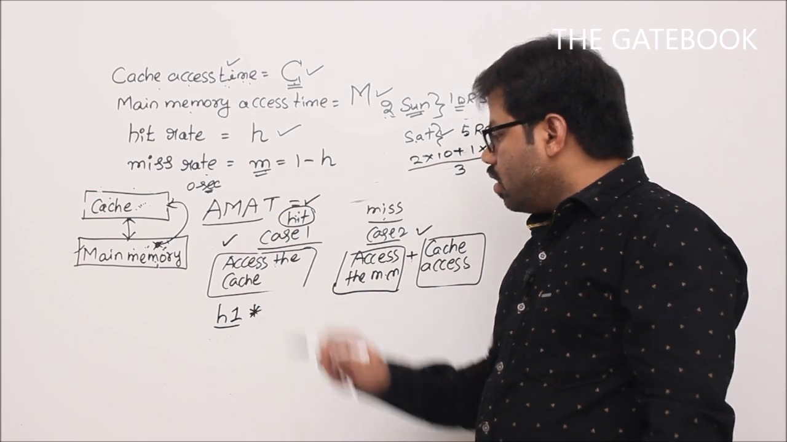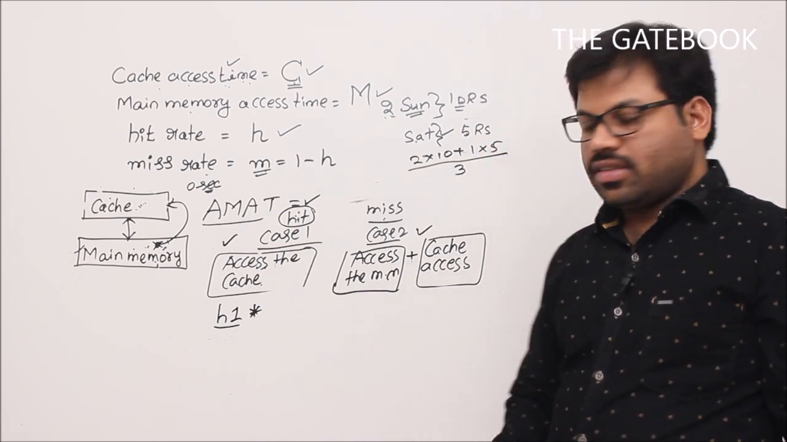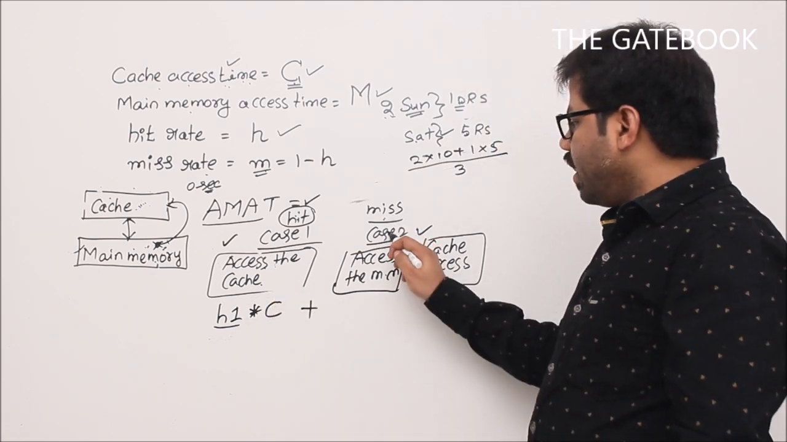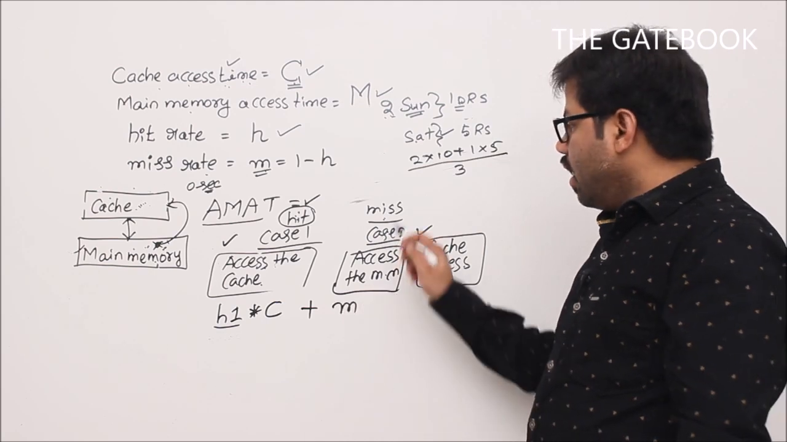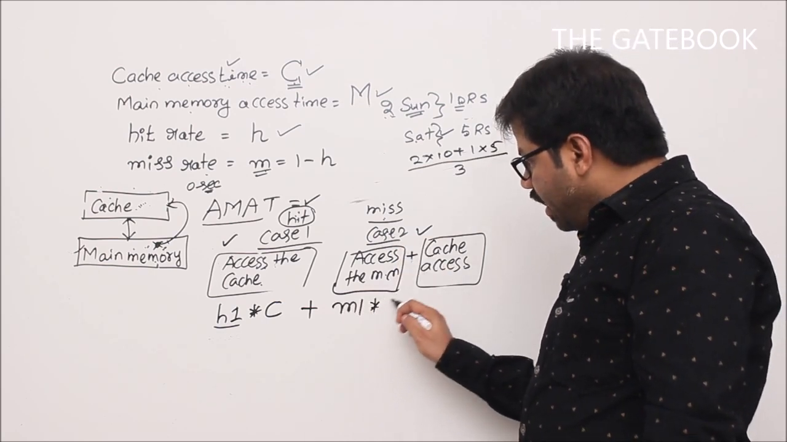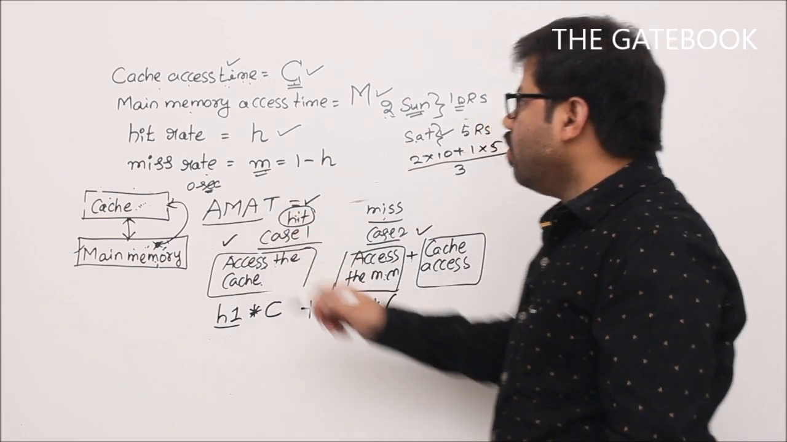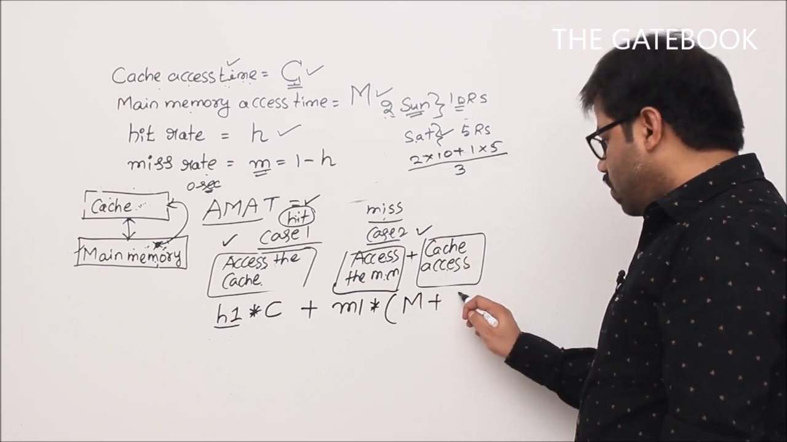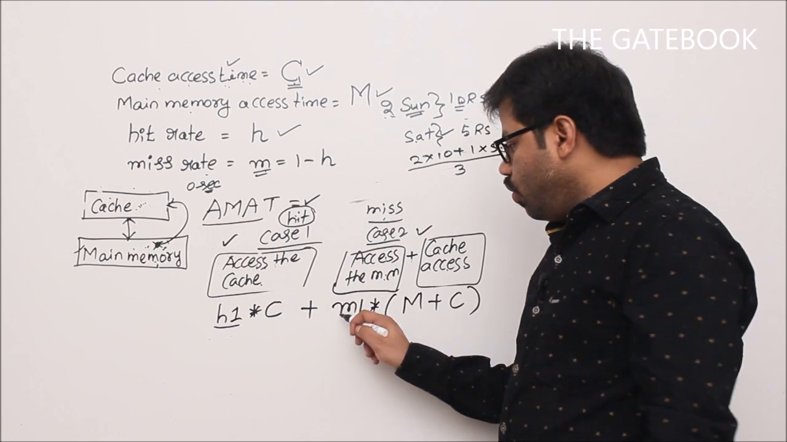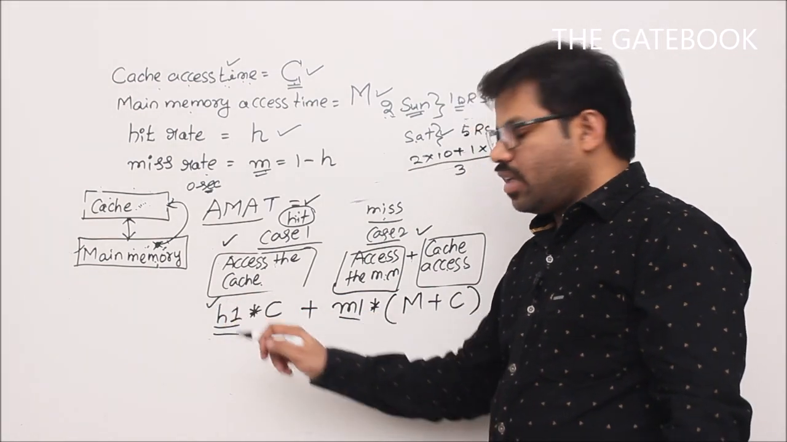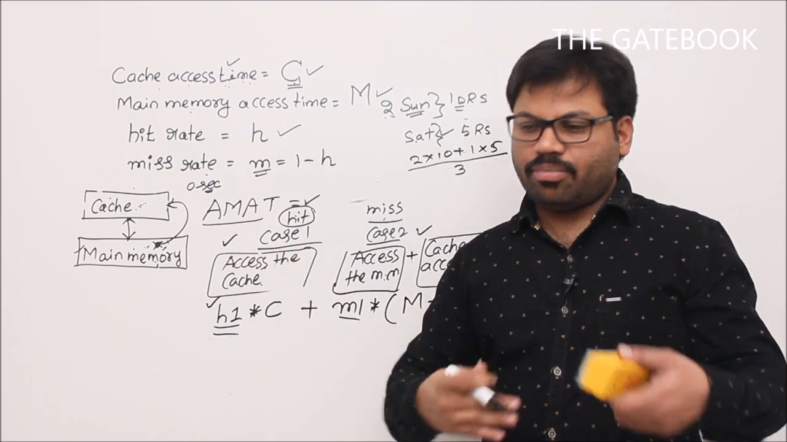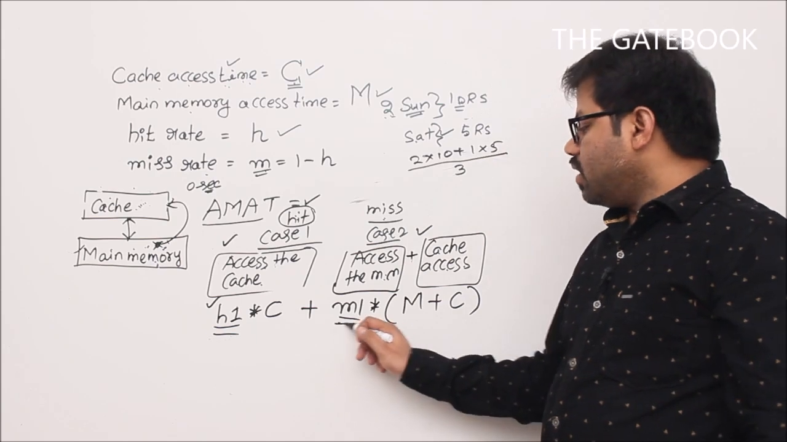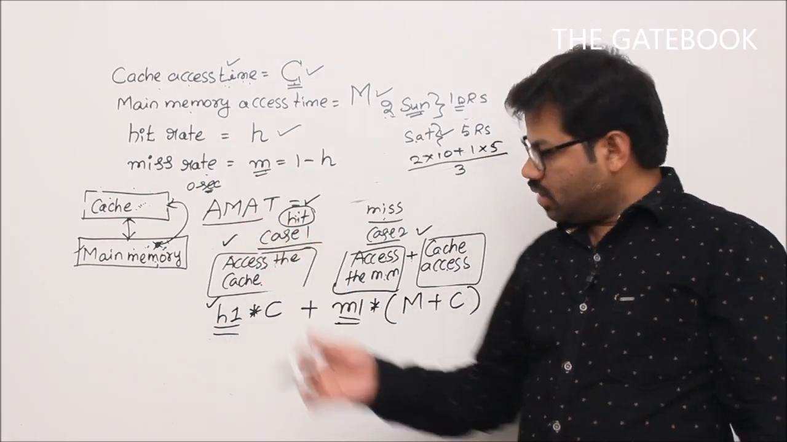Then what is the access time of cache? C, right? h1 times you get a penalty of C. Assume that the number of misses, not miss rate, is m1. Then that many times you will be accessing the main memory. What is the main memory access time? Capital M, plus the cache access time C, correct? So I am using 2 new variables. One is h1, the total number of hits over a period of time. m1 is the number of misses over a period of time, in the long run.